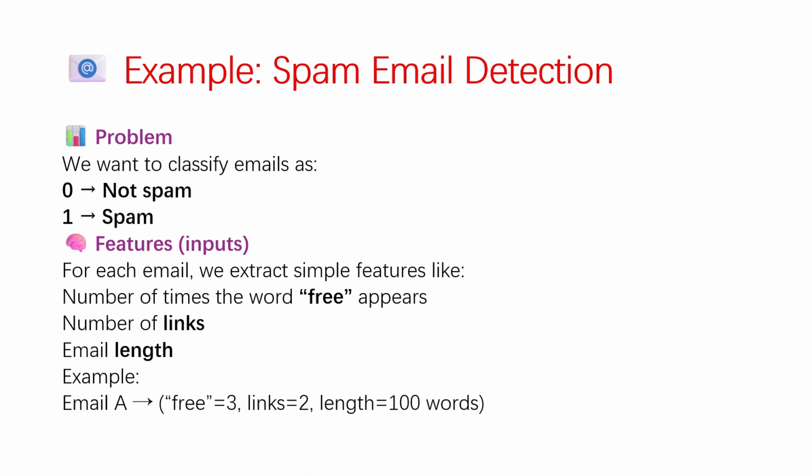But computers don't understand emails the way we do. So instead of reading full sentences, we break each email down into measurable features. For example, we might count how many times the word free appears, how many links are included, and how long the email is. These features help us capture patterns. Let's take an example. If an email contains the word free 3 times, has 2 links, and is about 100 words long, we can represent it as a set of numbers. Free equals 3, links equals 2, and length equals 100. So instead of working with text, we've transformed the email into numerical data.